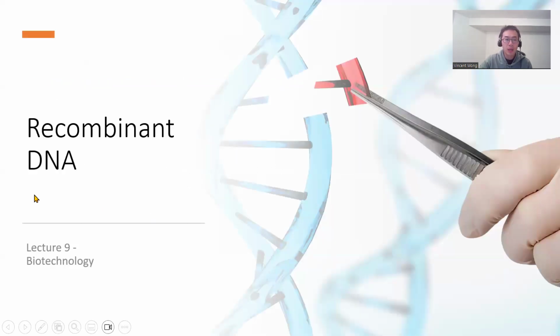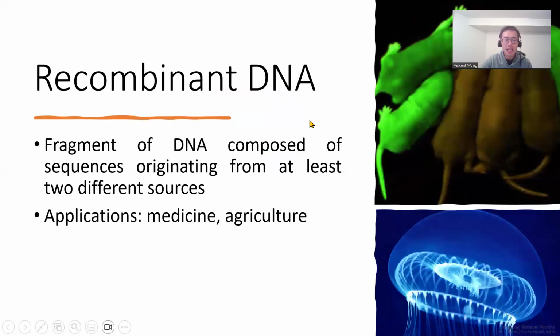So I'm going to start with what's called recombinant DNA. I'm going to show you a few key biotechnologies in the lecture. The first one is recombinant DNA. Recombinant DNA is basically a term that refers to a DNA fragment that has sequences that come from multiple sources, at least two different sources. So an example is over here, we have the jellyfish at the bottom right. The jellyfish are very pretty. They have what's called a green fluorescent protein. The name is not important. The GFP allows them to glow.